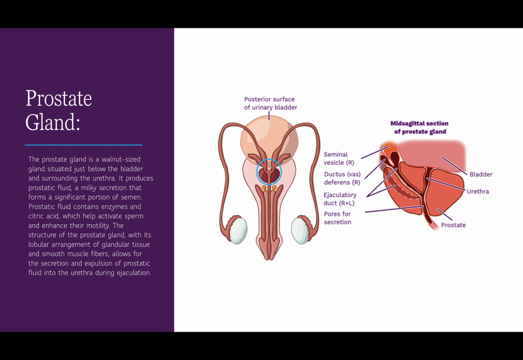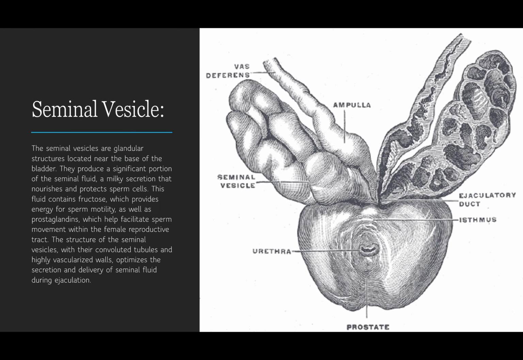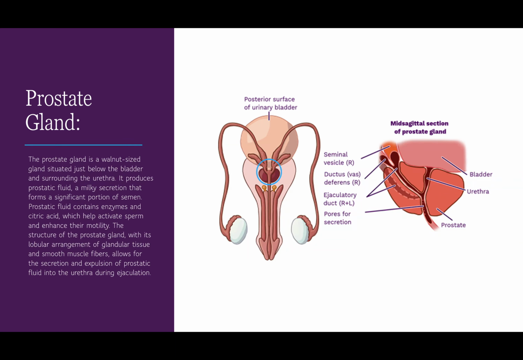So semen comes from the seminal vesicles, as we stated before, right? So it makes a huge amount of semen, a huge proportion, right? And the prostatic fluid contains enzymes and citric acid, which helps to activate sperm and enhance motility. So notice that almost all of the fluids that we talk about so far enhance motility, because the spermatozoa have to get somewhere, right? It has to enhance motility, right?